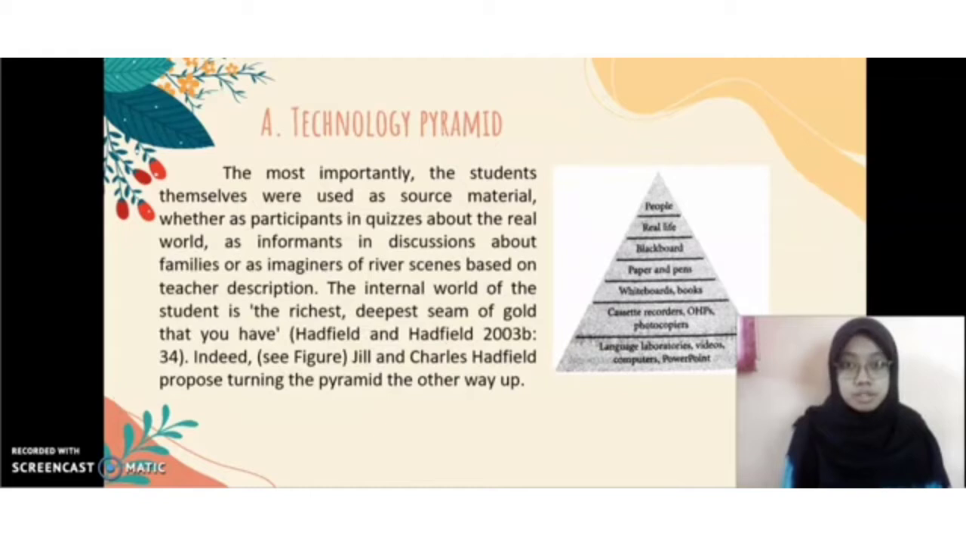Most importantly, the students themselves will be used as a resource material, whether as participants in quizzes about the real world, as informants in discussion about families, or as imaginers of river scenes based on the teacher's description. The internal world of the student is the richest, deepest sea of gold that you have. Indeed, Jill and Charles Hadfield proposed turning the pyramid the other way up. That's why we can see the people at the top of the pyramid.